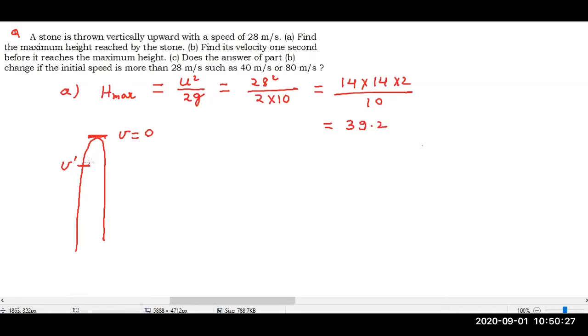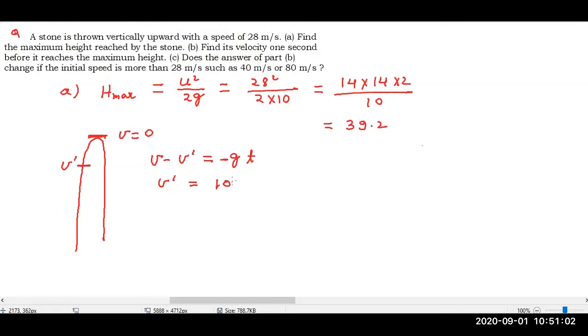So how are these two related? We have v minus v dash equal to gt. The difference of these two velocities, the velocity at this point and at this point 1 second before, they will be related by time. The difference of velocity is acceleration into time. So how much is v dash? We should add minus g; minus plus we can take care of.